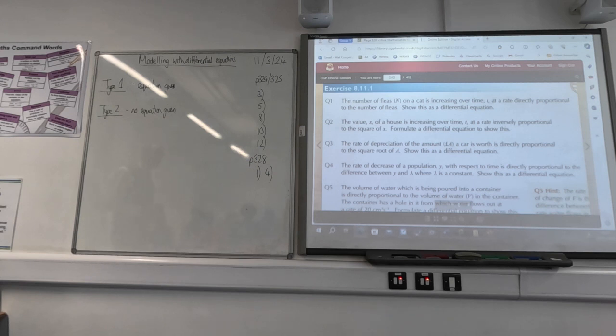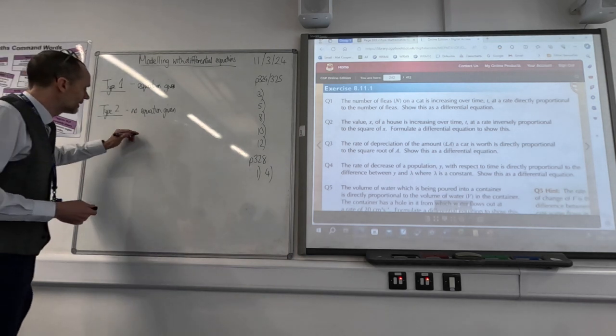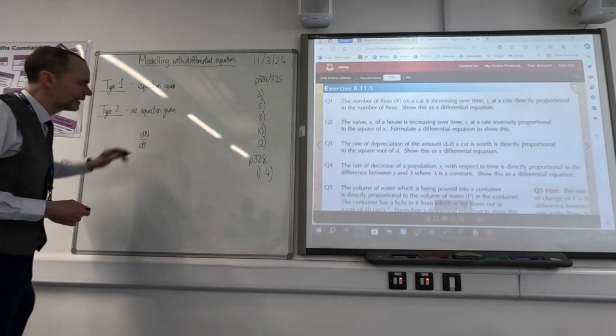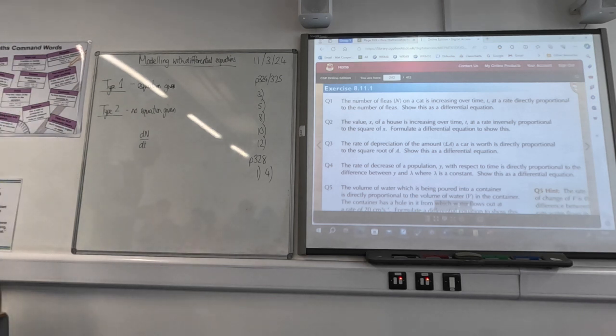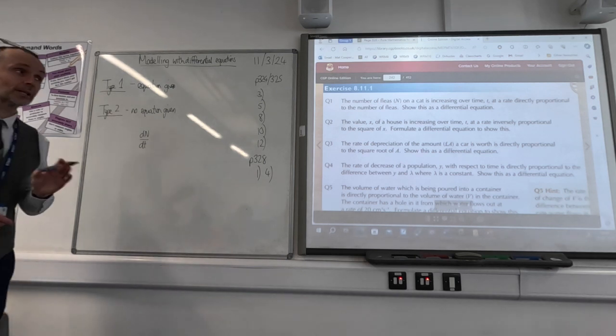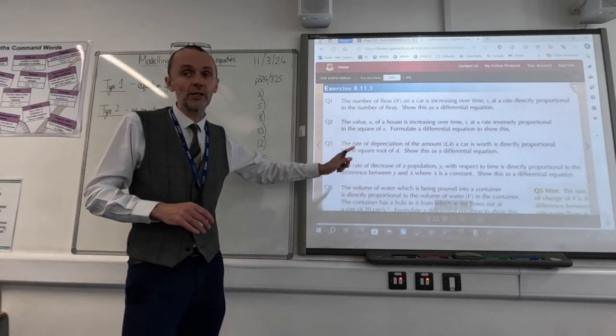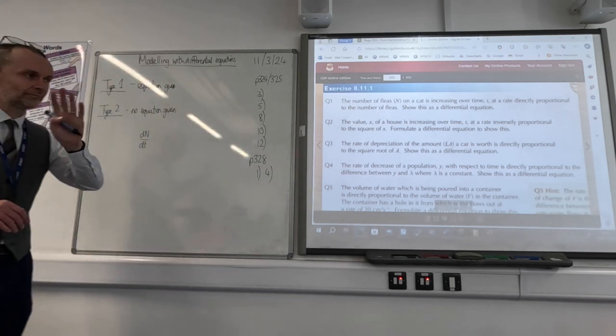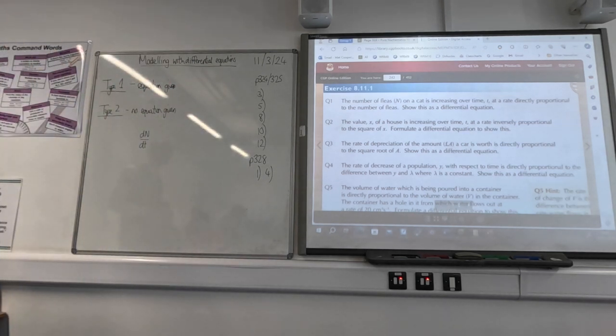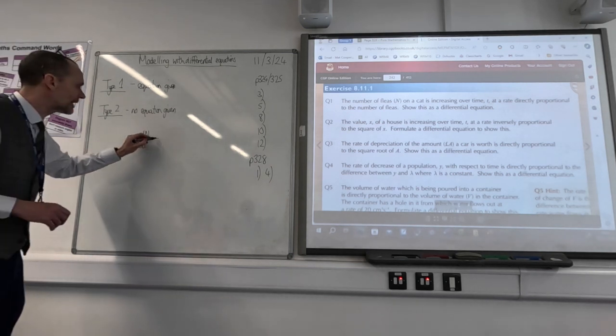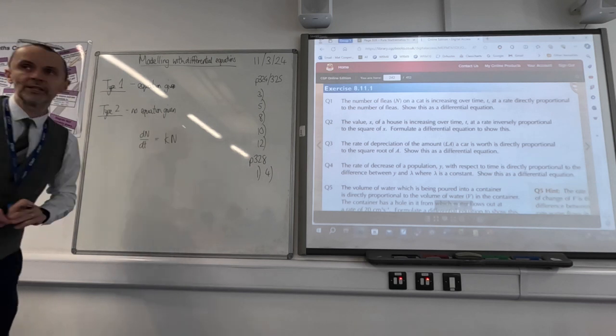So the number of fleas on a cat is increasing over time. That's dN by dt. Now, as a convention, even though whatever we write next could be positive or negative, if it's something that is increasing, we leave it as just positive. But when we come to something that's decreasing, we will write it as negative. We'll come to that in a minute. So dN by dt is directly proportional to the number of fleas. So that means it's equal to some multiplier times the number of fleas.